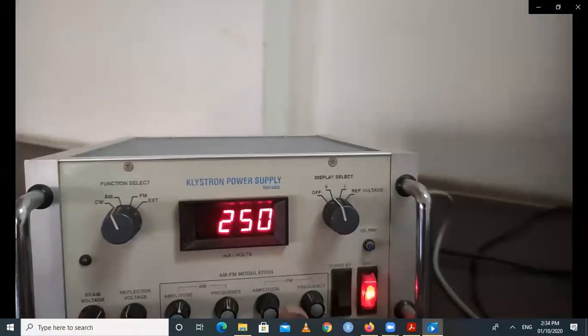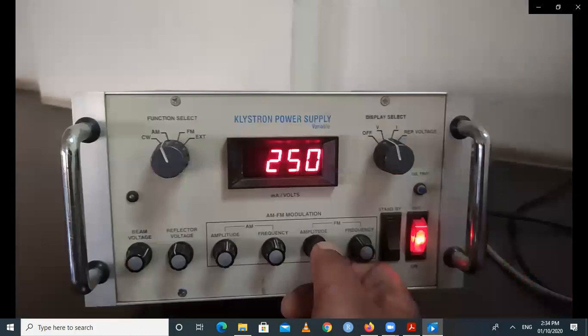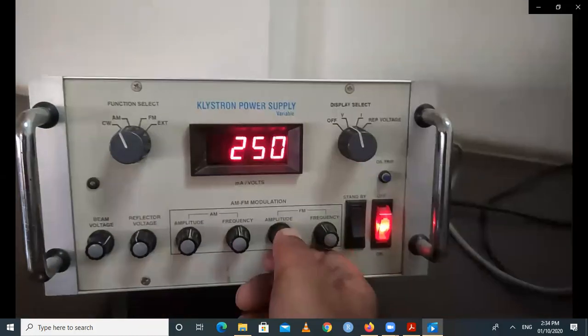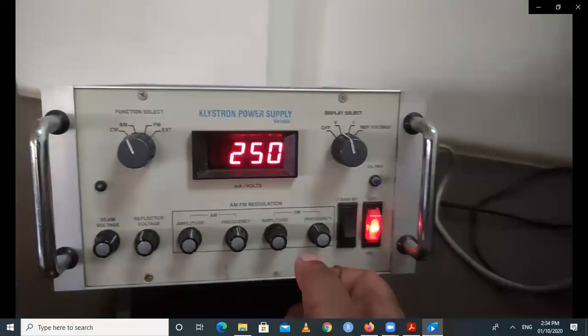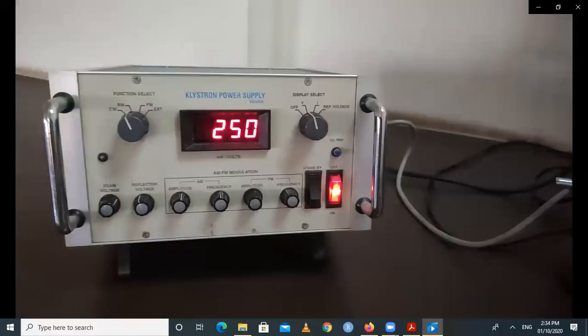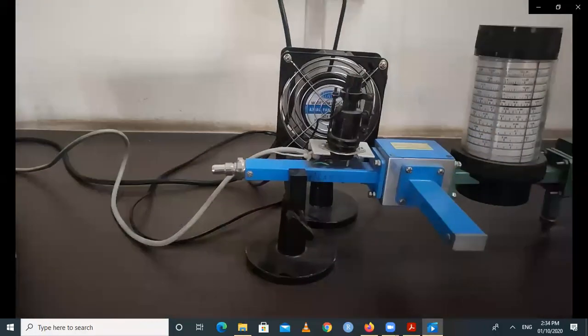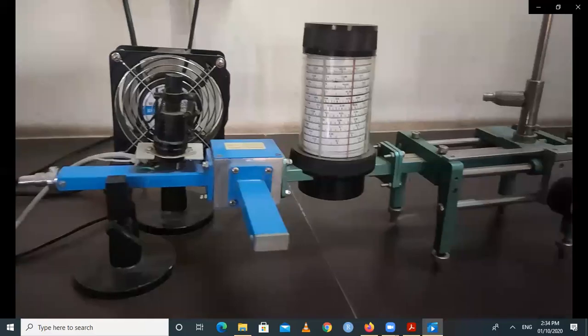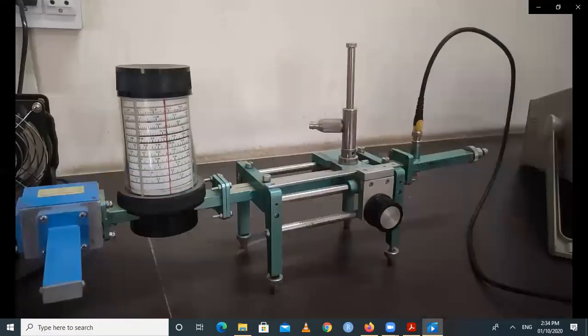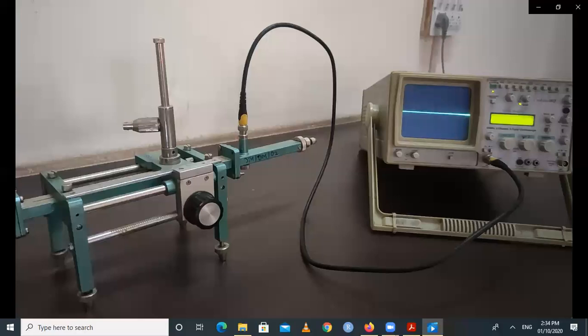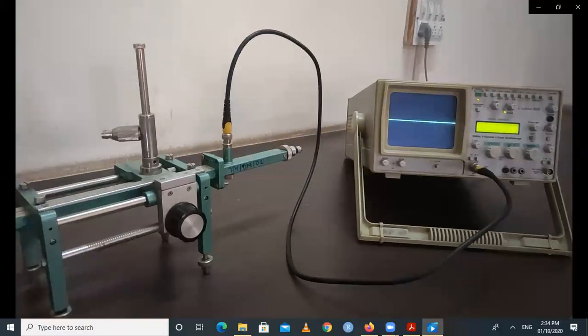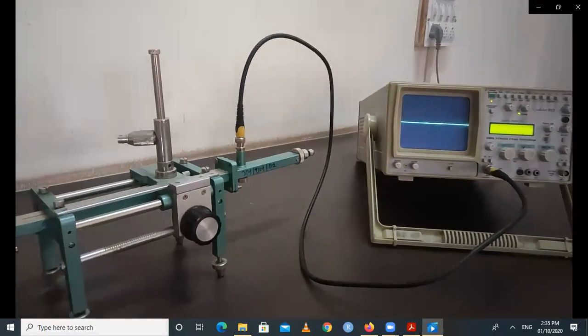And then we are not using FM, so we don't need to go for this FM knob. After that, the output of this particular Klystron power supply is connected to this Klystron tube, and finally the output of the detector mount is connected to a CRO. Channel number 1 of the CRO is active and it is connected.